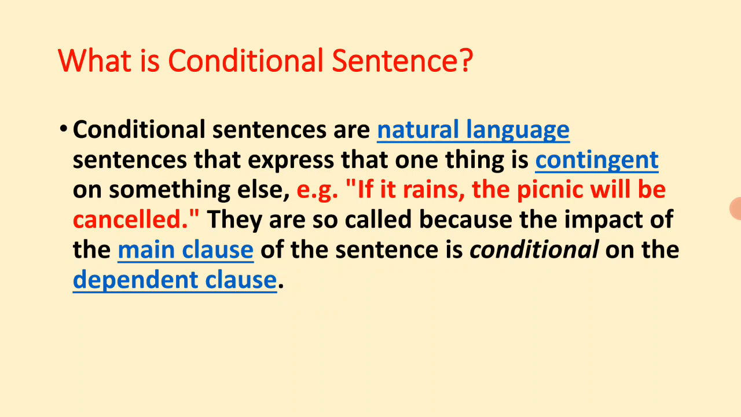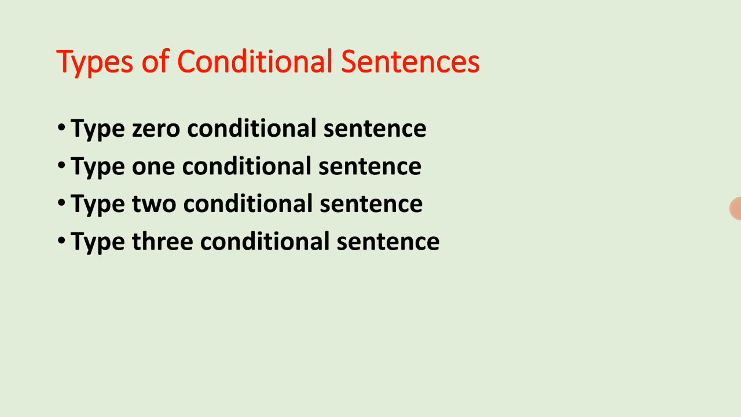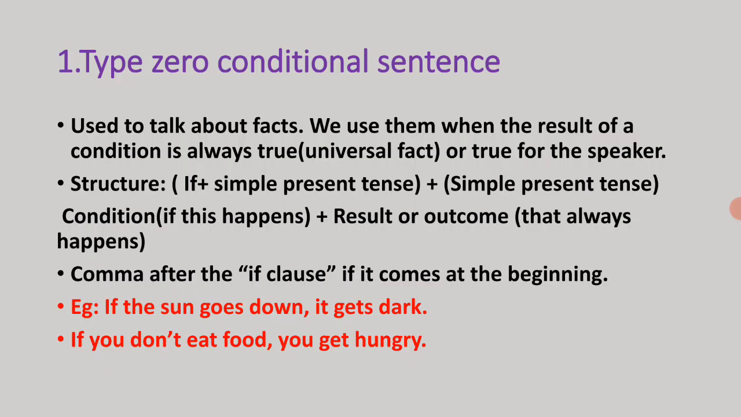will be cancelled. Now we can look at the types of conditional sentences. Type 0 conditional sentence, type 1 conditional sentence, type 2 conditional sentence and type 3 conditional sentence. So we are moving on to the details of each type. First one is type 0 conditional sentence.